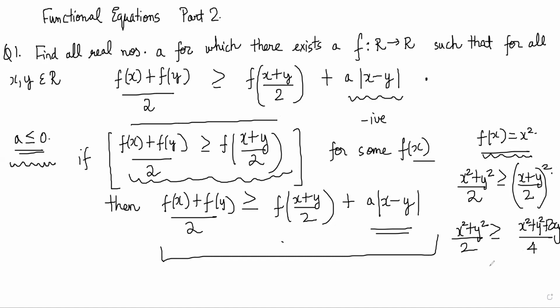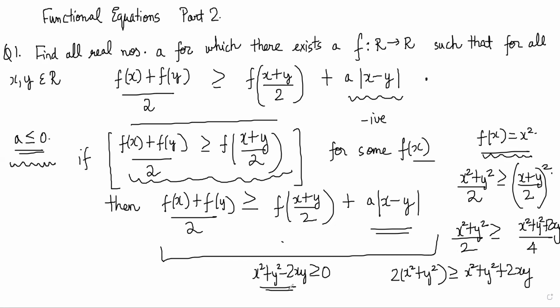And if you simplify this a little bit, you will end up getting 2 times (x squared + y squared) is greater than or equal to x squared + y squared + 2xy. And this is obviously true because if you take everything on the left hand side, what you end up getting is x squared + y squared - 2xy is greater than or equal to 0, which is (x - y) whole squared. So what we have seen here is that for f(x) equal to x squared, the first inequality is true.